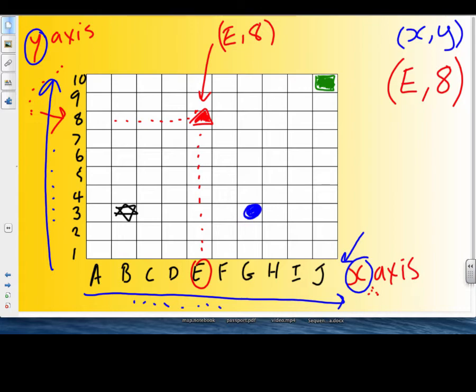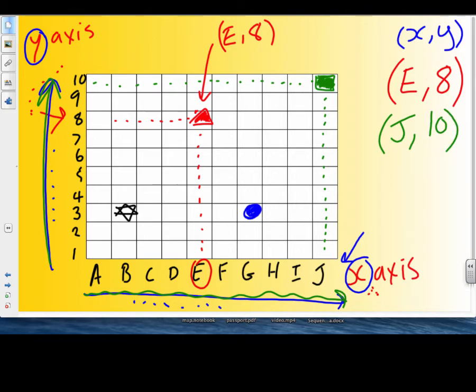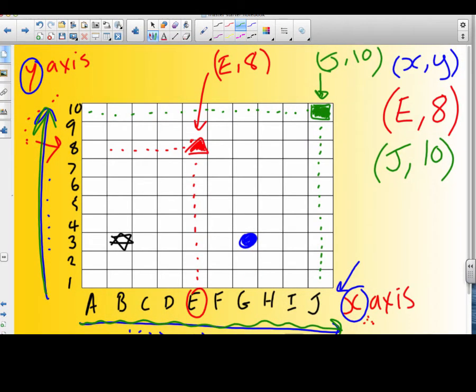What about the green square? Why don't you have a go at this one? Can you please tell me the x value of the green square on the x-axis, which is this axis down here? What value is the green square connected to, joining up to, in line with? It's in line with the J, isn't it? So we can put down the J. Okay. And on the y-axis over here, a good old y-axis, the up and down one. What is the square in line with? What level is it on? What does it join up to? It joins up to 10. So I'd say the square is at J10.